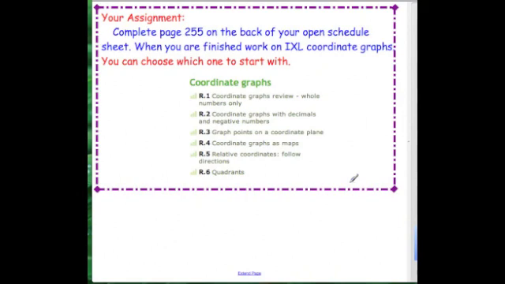For your assignment today, complete page 255 on the back of your open schedule sheet. When you are finished, work on IXL coordinate graphs. You can choose which one you would like to start with.